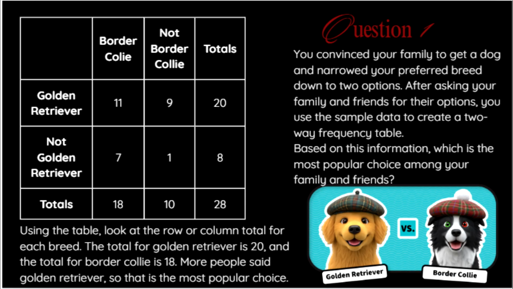Using the table, look at the row and column total for each breed. Okay, so Golden Retriever got 20, Border Collie got 18. More people said Golden Retriever, so that is the most popular choice.